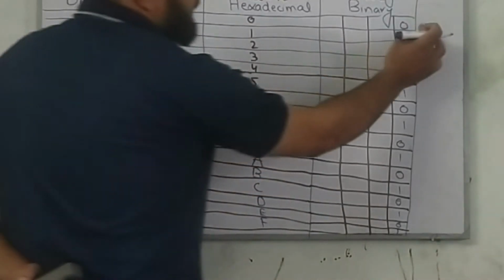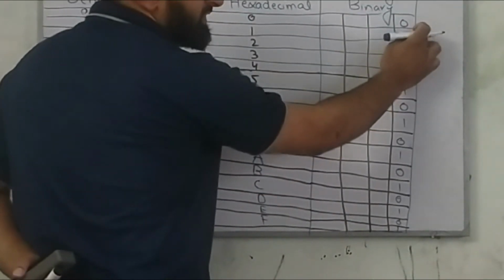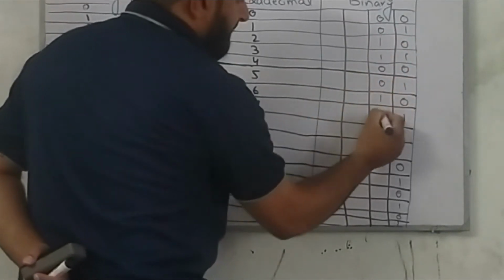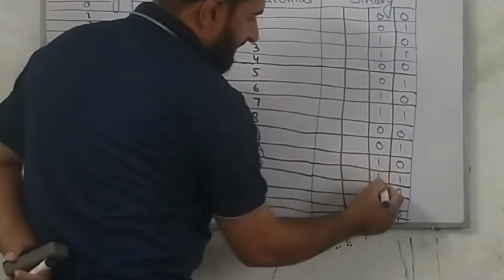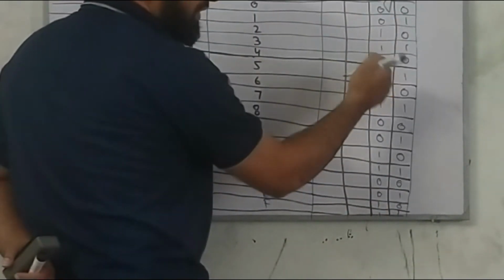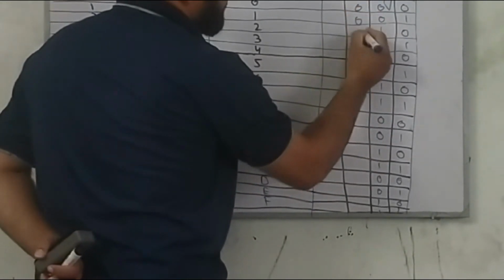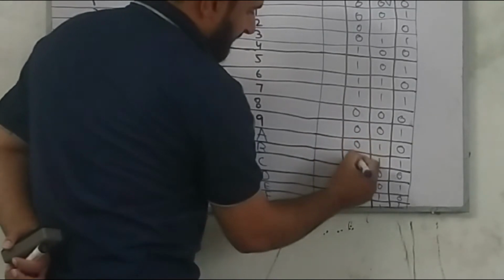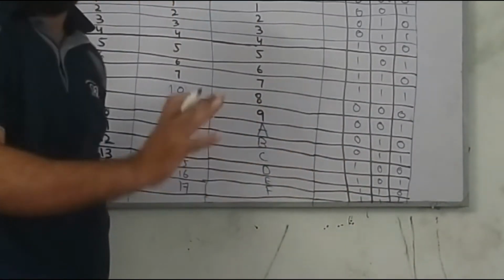0101 0101 0101 0101. Then double this value. Right now it's single 0s and 1s, so I will write 00 11 00 11 00 11 00 11. Now double this again: 4 zeros and 4 ones. 4 zeros and 4 ones. At the end we will get all ones.